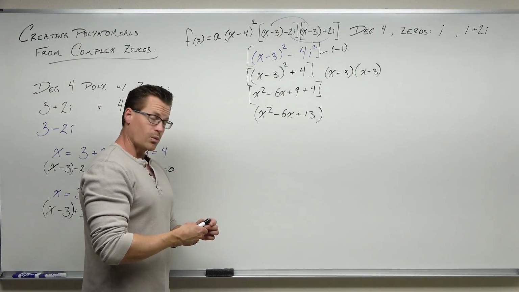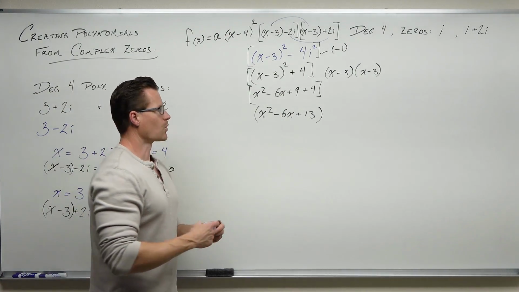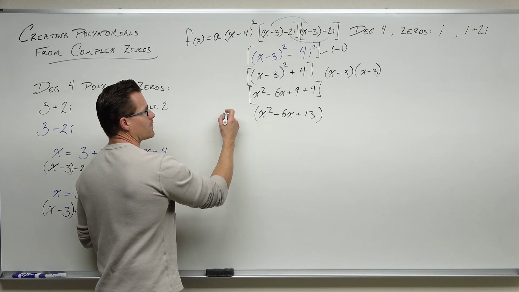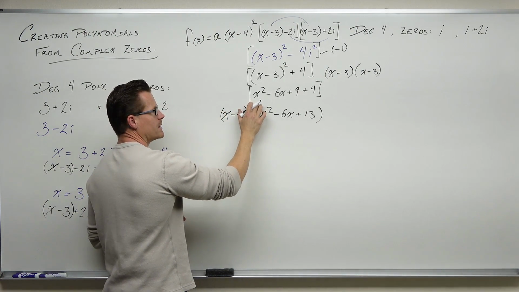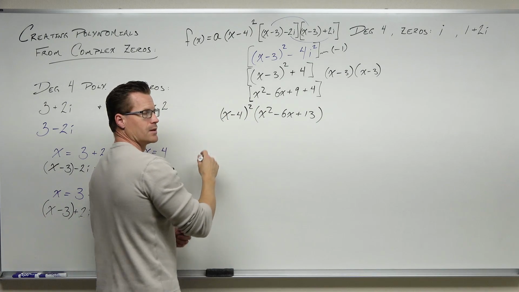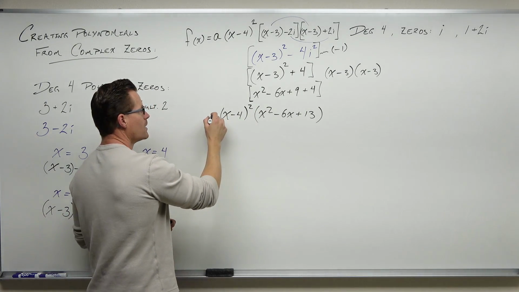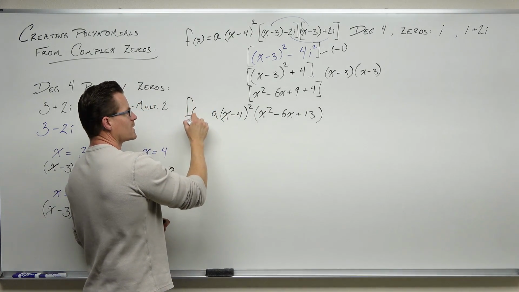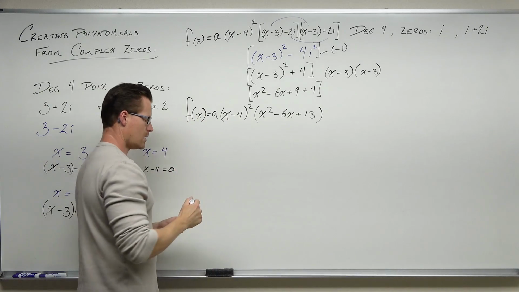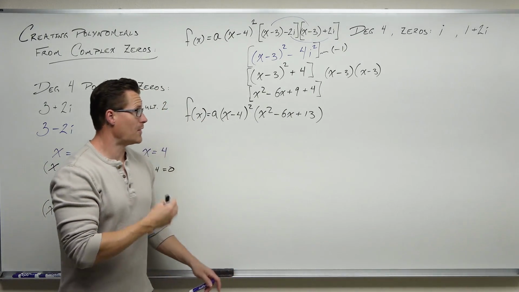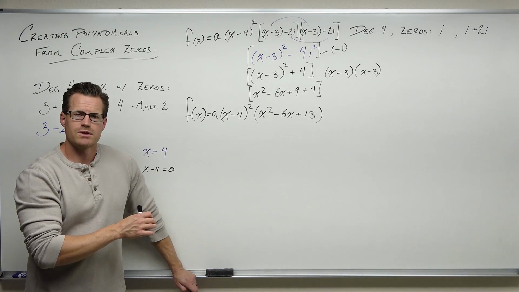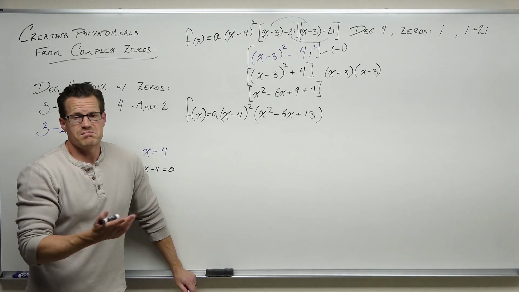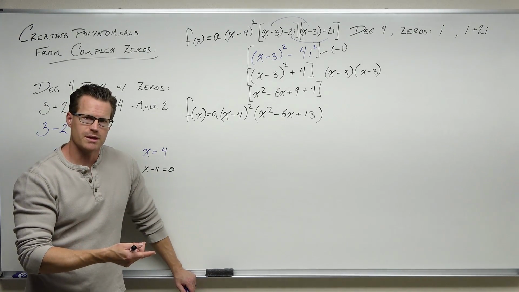So the last thing that we need to do as far as the minimum work here would be to bring down our linear factors that came from our reals, even if they're repeated. So like x minus 4 with multiplicity 2, bring down our a because we really don't know what that is. And then that's good enough for me. That's fine.